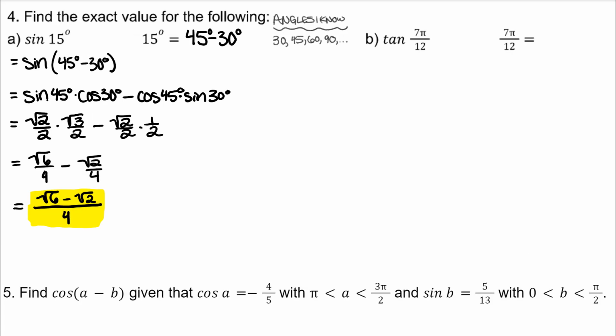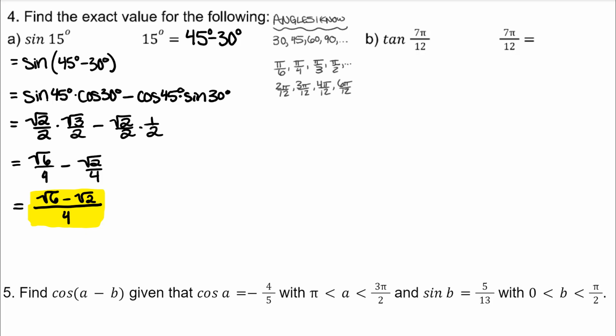Tangent of 7 pi over 12. Again, not on the unit circle, but can I rewrite it as a sum or difference of angles that I do know that are on the unit circle? Well, in radians, angles that I know would be pi over 6, pi over 4, pi over 3, pi over 2, etc. In terms of 12ths, though, I'm going to rewrite pi over 6 as 2 pi over 12. And then pi over 4 would be 3 pi over 12. We'd have 4 pi over 12, 6 pi over 12. Those are the pi 12ths angles that I know.